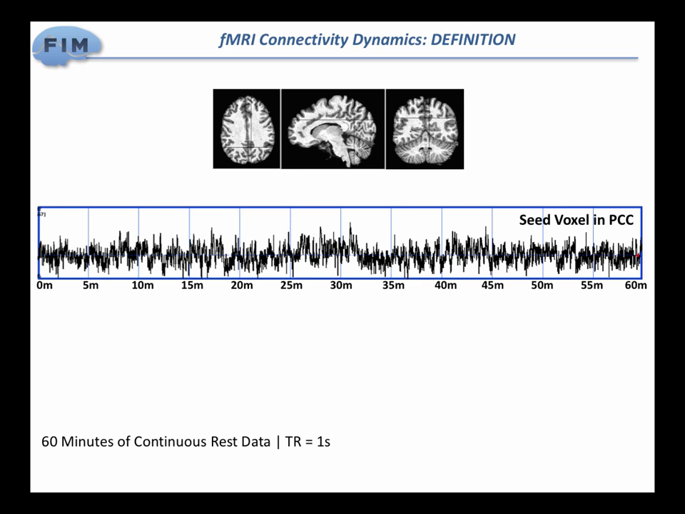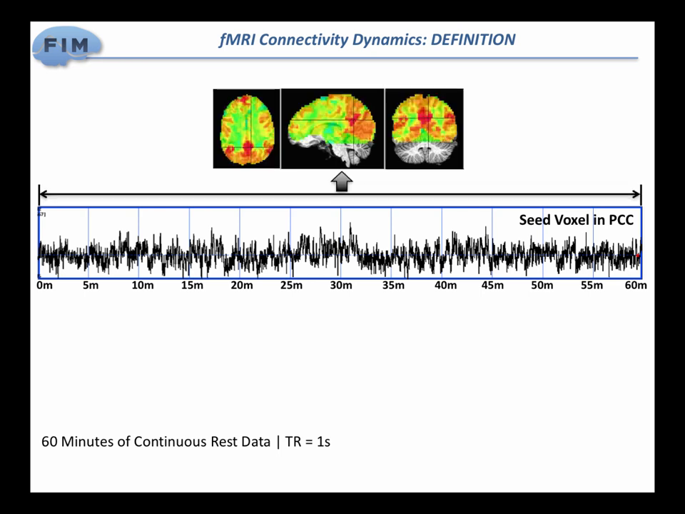But as I will show you in a bit, people started to think, well, what if we... Okay, so here let's say we have a seed in the posterior cingulate cortex, and this would be basically a map of connectivity of the time series in this area to the rest of the brain, and you get something that looks like the default mode network.